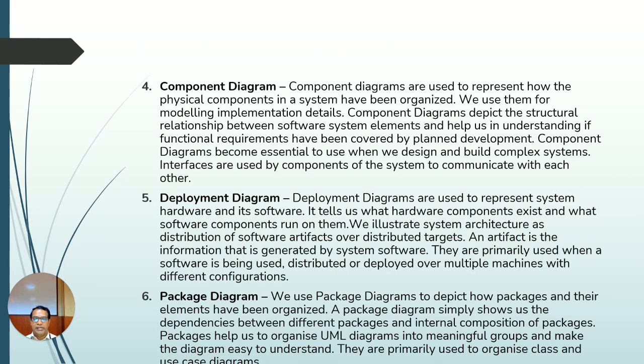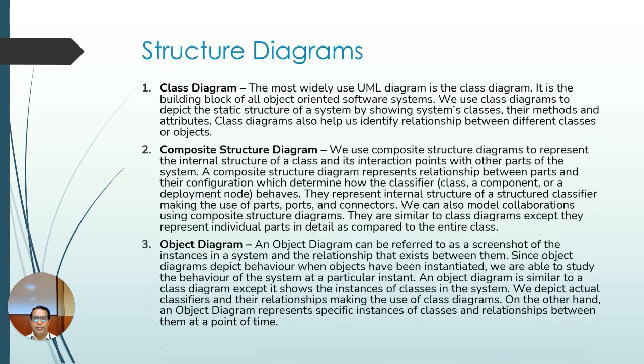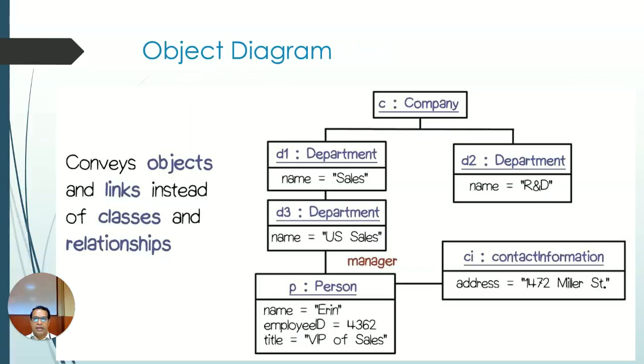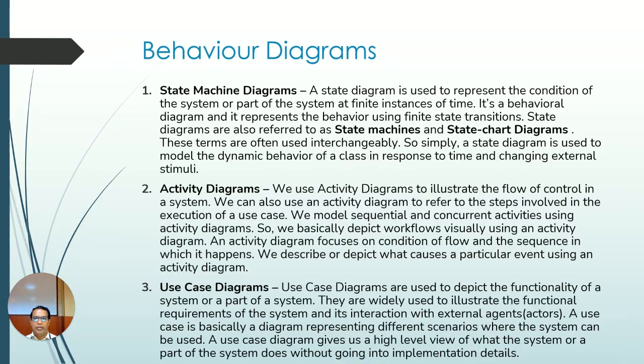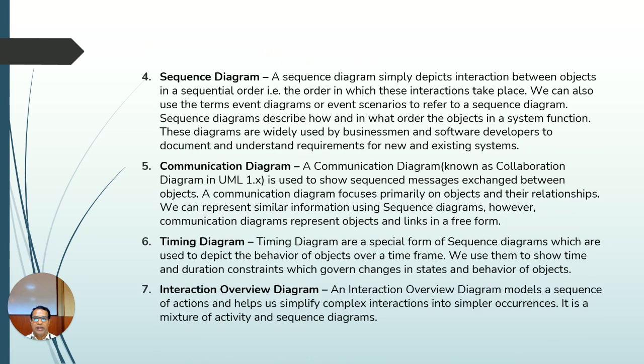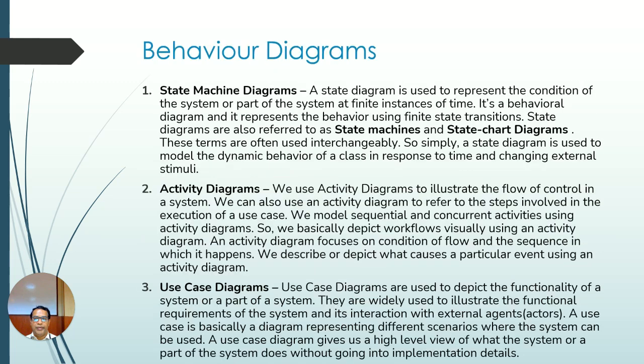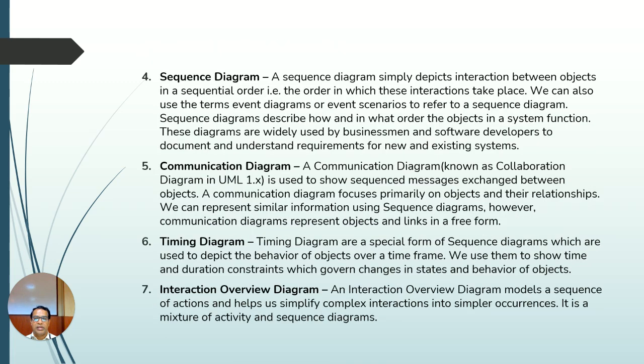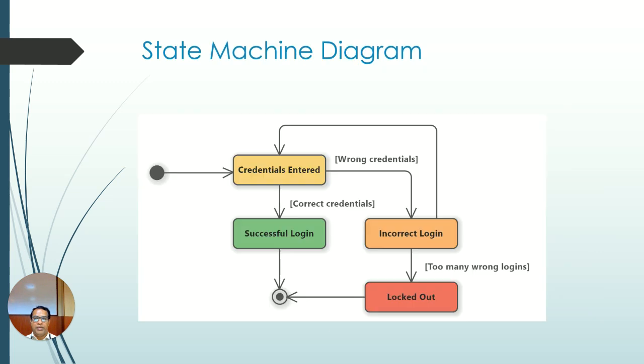The second category of diagram is the behavioral diagram. When you look into behavioral diagrams, we have the state machine diagram, activity diagram, use case diagram, sequence diagram, communication diagram, timing diagram, and interaction overview diagram. Out of these, state machine, activity, use case, sequence, and communication are the most important diagrams.